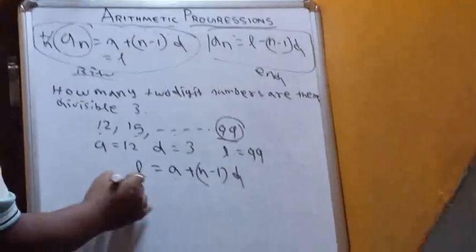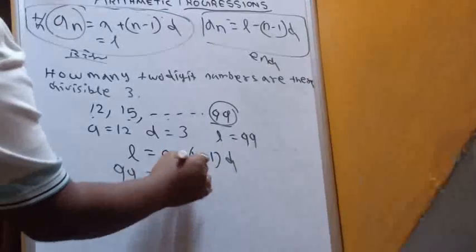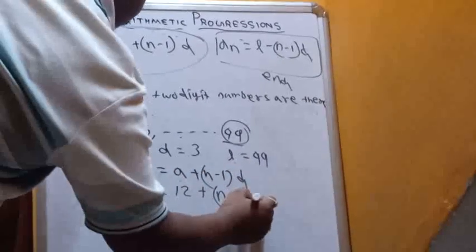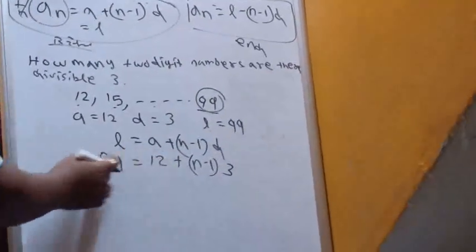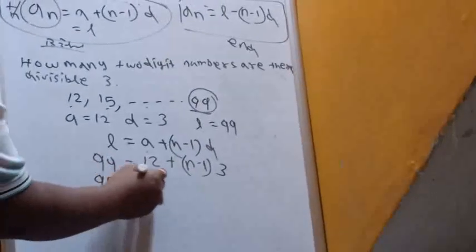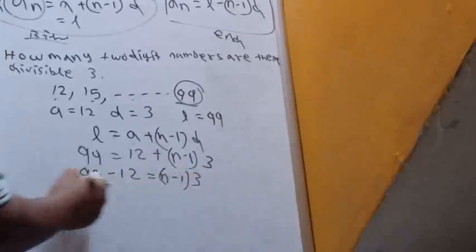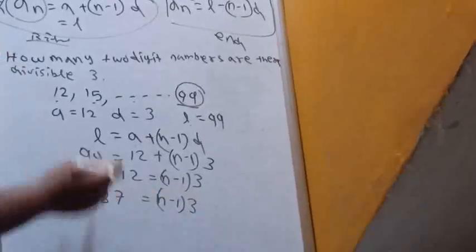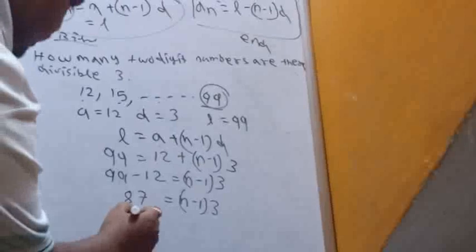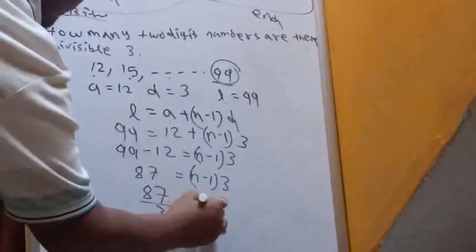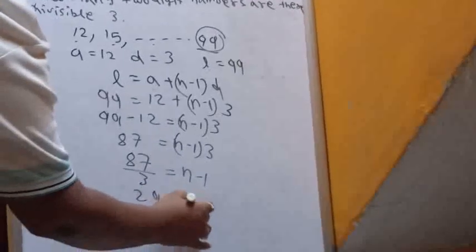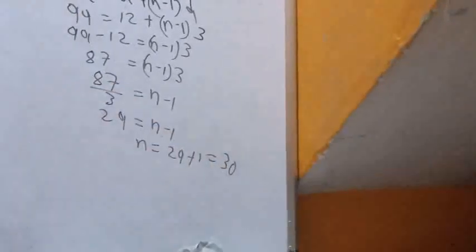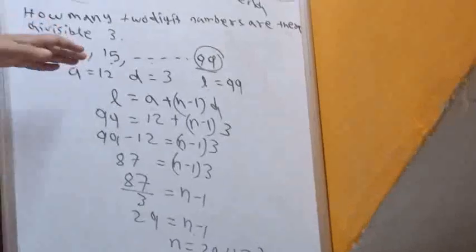l equals 99, a equals 12, n minus 1 you just write because you don't know the number, and d equals 3. So 99 minus 12 equals (n - 1) into 3. 99 minus 12 is 87, equal to (n - 1) into 3. When 3 comes to this side, 87 divided by 3 equals n minus 1, which is 29. Therefore n equals 29 plus 1, which is 30. So there are 30 two-digit numbers divisible by 3.